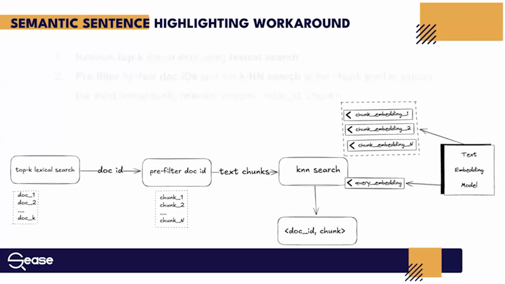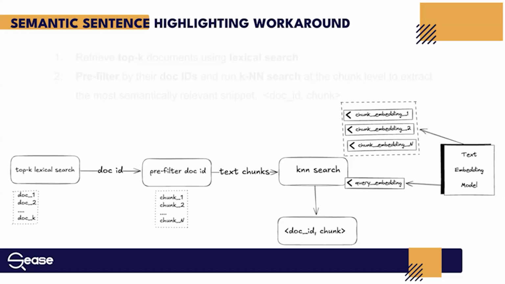To the user, you have the basic lexical search result, and under that, the chunk that's relevant and highlighted. That's what we did. So these are the two calls done on the UI side. The front end calls the lexical search first, and then for each ID, it calls the KNN search.